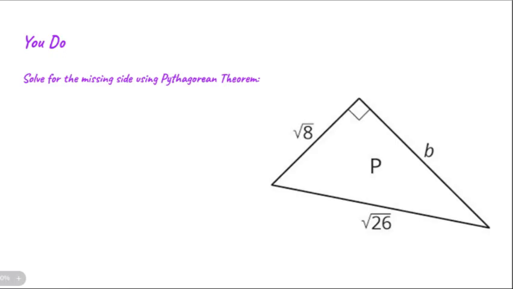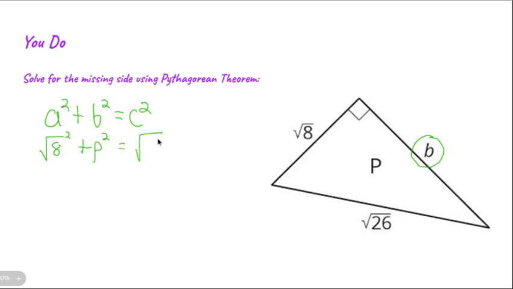So go ahead and see if you can give this one a chance. All right, so again, we're finding a leg. So writing it out, a squared plus b squared equals c squared. All right, I'll put in square root of 8 there, and I'll put the p in for b. And then root 26 squared. Now we've done this calculation enough to recognize that square and that square root are going to cancel.